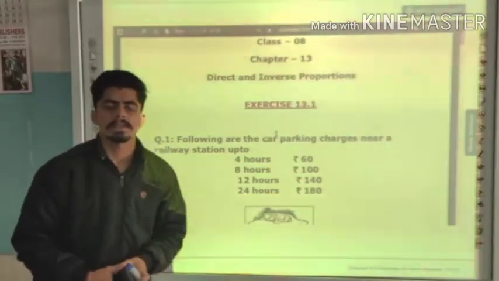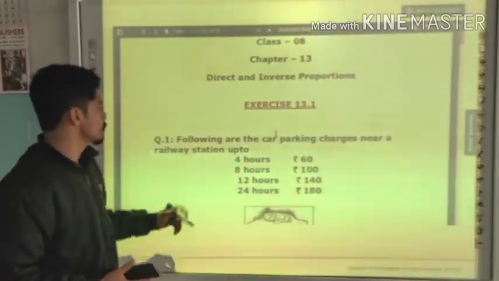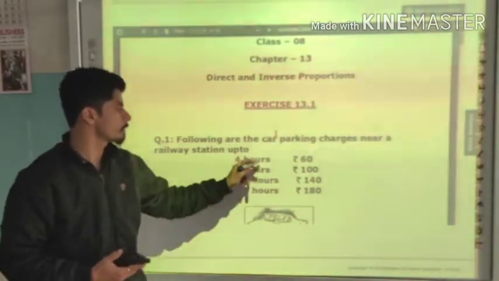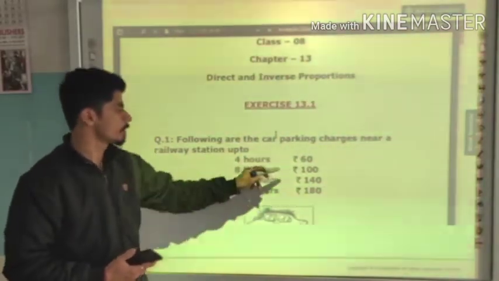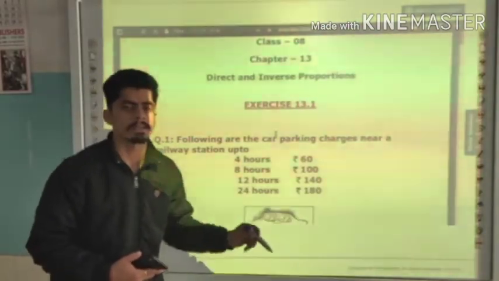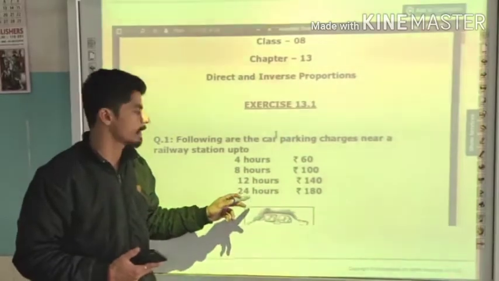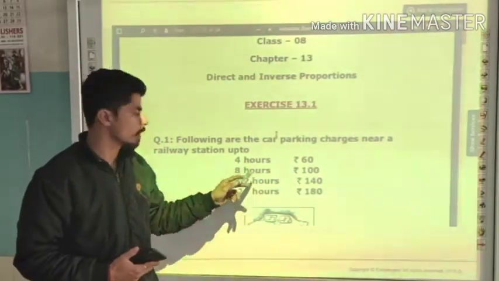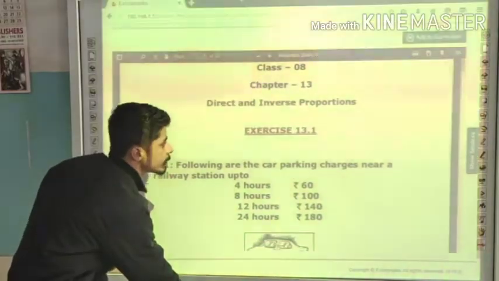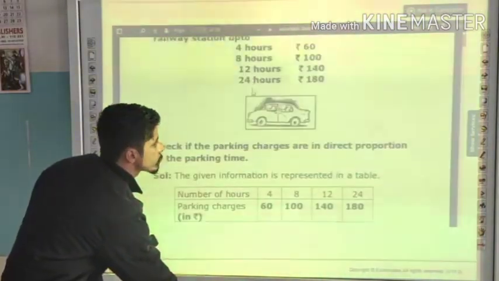So let's start the exercise 13.1, and the first question is: the following are the car parking charges near a railway station. Up to 4 hours, 60 rupees; 8 hours, 100 rupees; 12 hours, 140 rupees; and 24 hours, 180 rupees. This is the charges taken by the parking slot for 4 hours, 8 hours and so on, and the rate is given here.